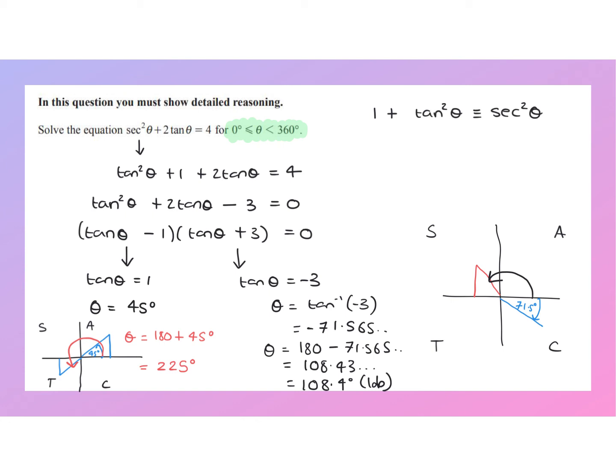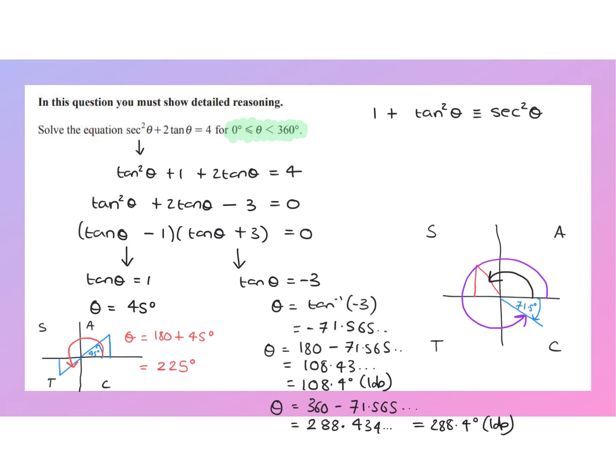And then my other answer is going to come from this bottom right hand quadrant, but we obviously need to go the whole way around like that. So that answer is going to be 360 minus 71.565, and again make sure you're subtracting the positive version of that angle, not the negative version. So that gives me 288.434, or 288.4 degrees to one decimal place.